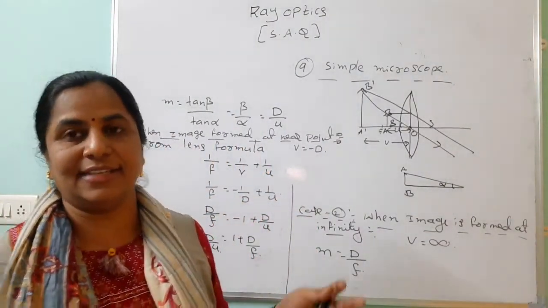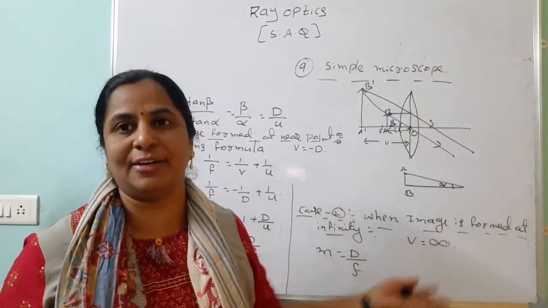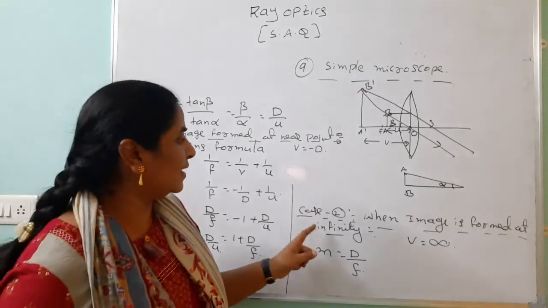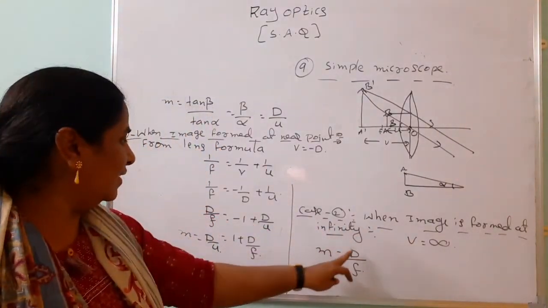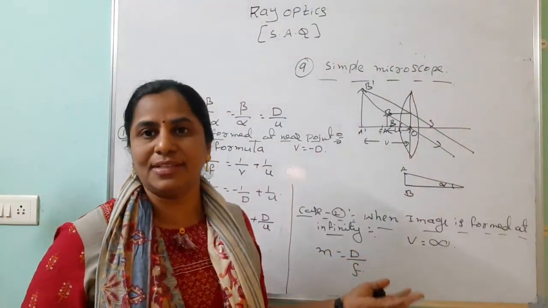Then second case, if the image is at far point, just now I gave Charminar and Golconda. At that time, what is the magnifying power of this one? See, here instead of v we take infinity, then we get m equals d by f. This is about the simple microscope.